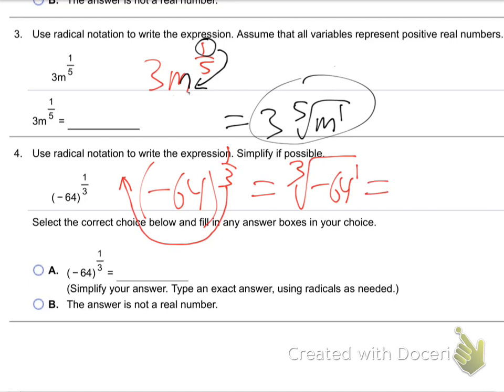3rd root, what times itself 3 times comes out 64? Use your calculator. 4, and it's going to be negative, huh? Yeah, negative 4 times negative 4 times negative 4. 3 negatives would make negative 64. Is that making sense? Anything I can answer on that?